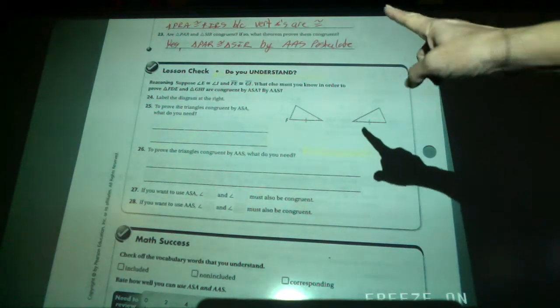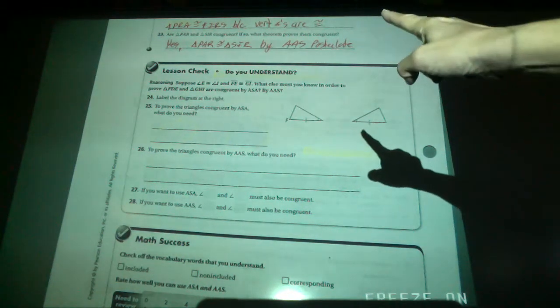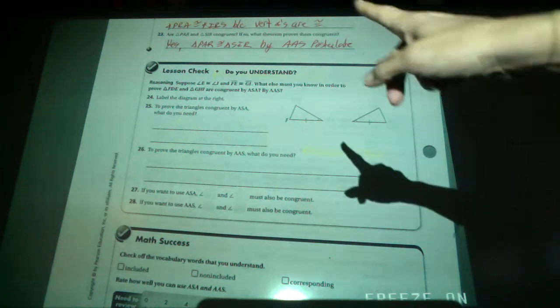Well, they say suppose that angle E is congruent to angle I, and notice how they have the arc marks there. So, notice that on their triangles they have FDE, so E has to go with F, so E has to be over here. Does that make sense? Just scribble it out.